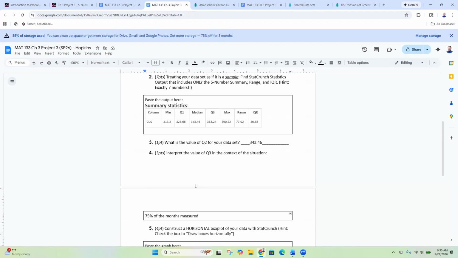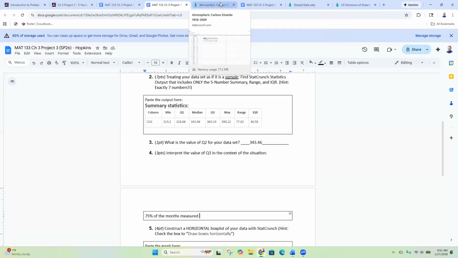Okay. If you were looking at the superheroes data set, then each row is a superhero. So 75% of the superheroes measured. Okay. 75% of the days or whatever each row, what does each row mean? Okay.